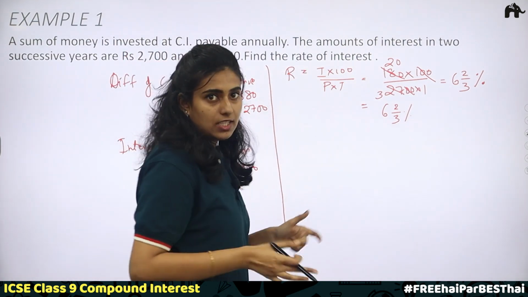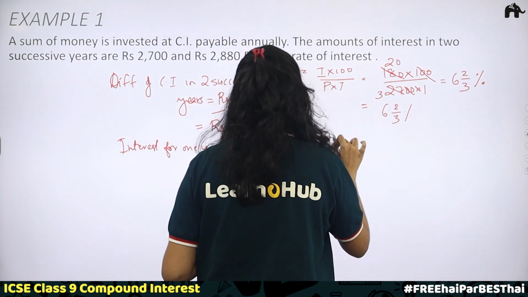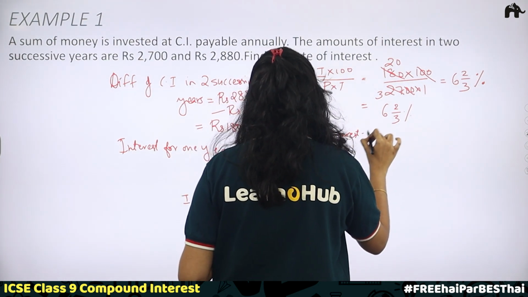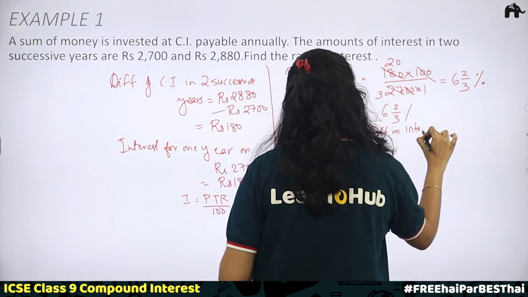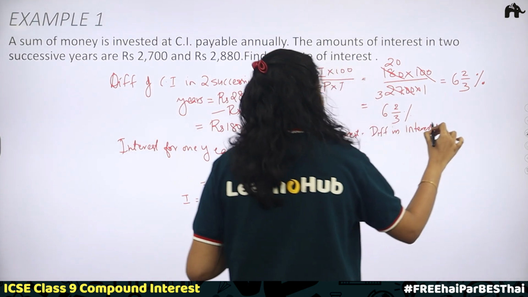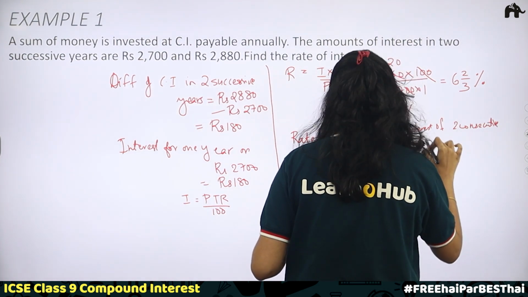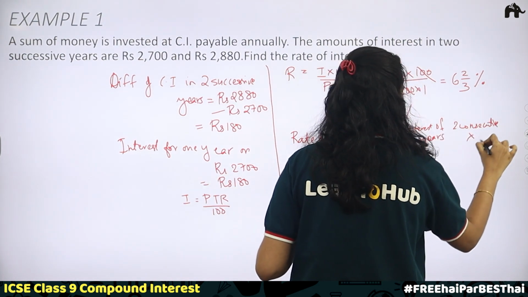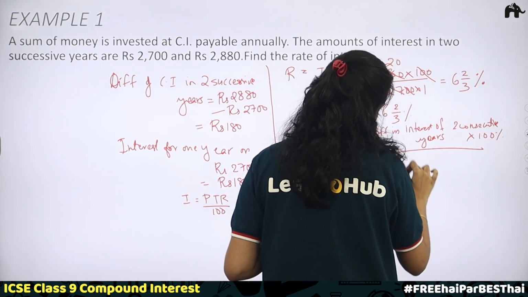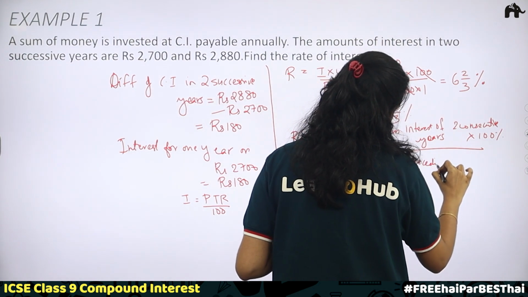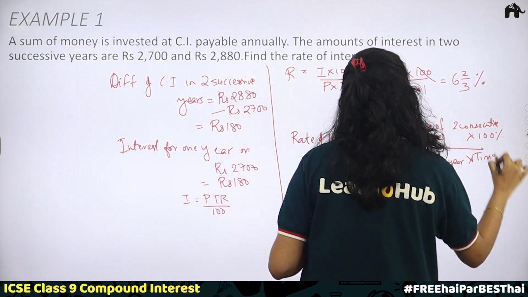Now, this is one method. The second direct method is, just you have to study this formula. Rate of interest is equal to difference in interest of 2 consecutive years into 100% divided by compound interest of preceding year into time. So using this also you can calculate.